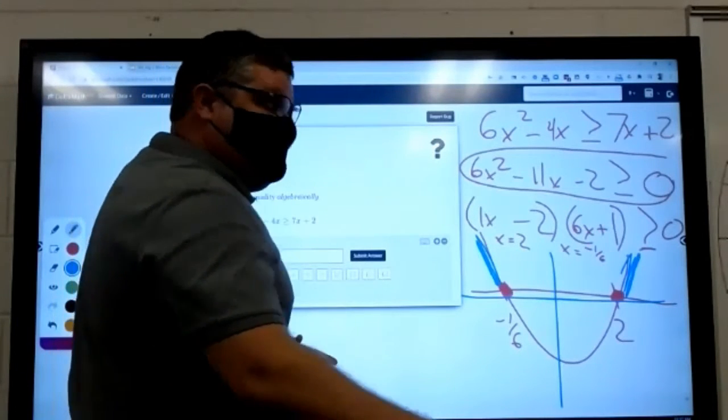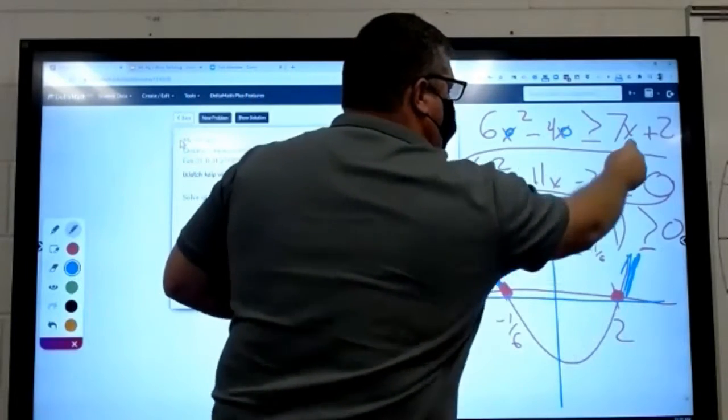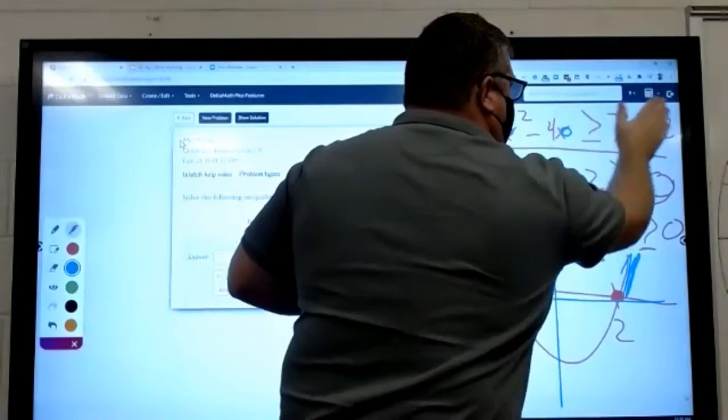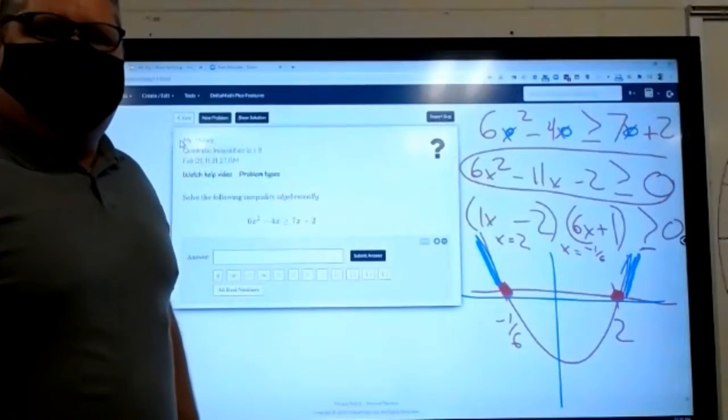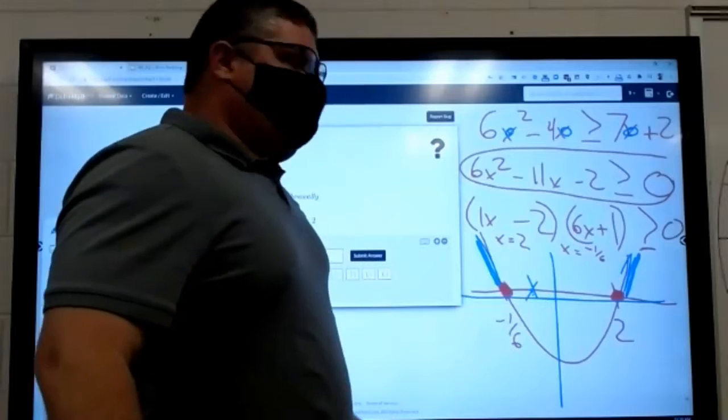How about 0? Is 0 between here? Can I plug in 0, 0, and 0? Yeah. Let's see if it works. Is 0 greater than 2? No. So I tried a number that was in here, but it didn't work.